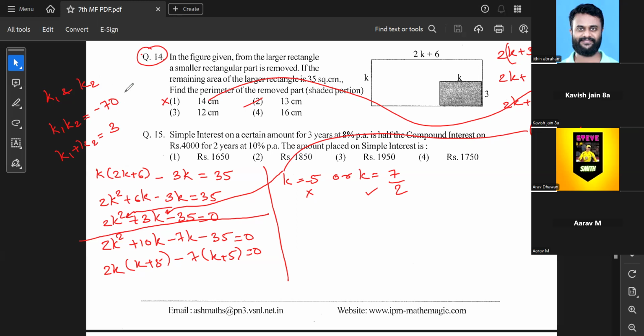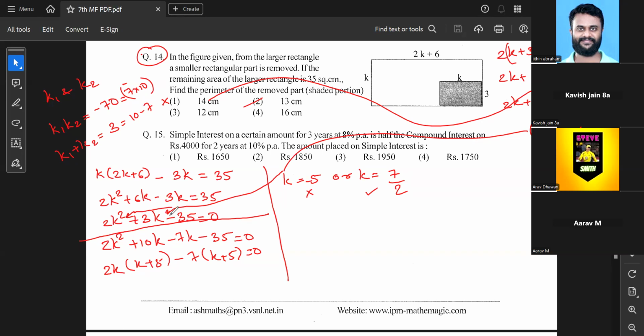So I just figured out what kind of factors we can have. 70 is basically 7 into 10. One number should be negative and one positive. So I gave the negative to 7. That gave me 10 minus 7 is equal to 3. So that's how I reached here: 10k minus 7k. Got it?